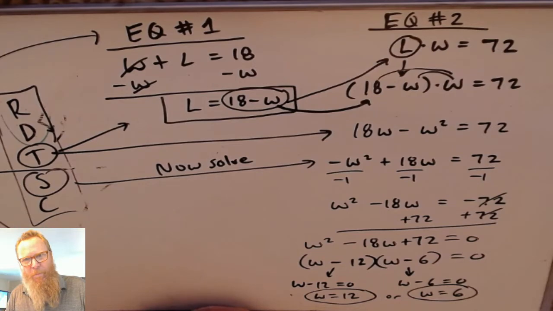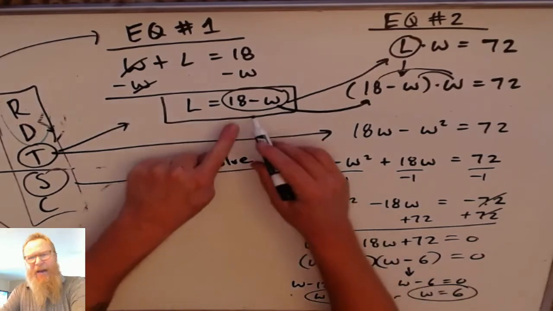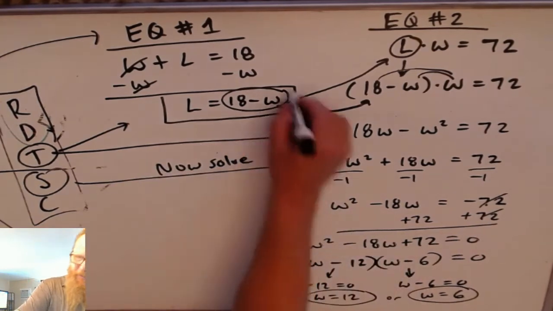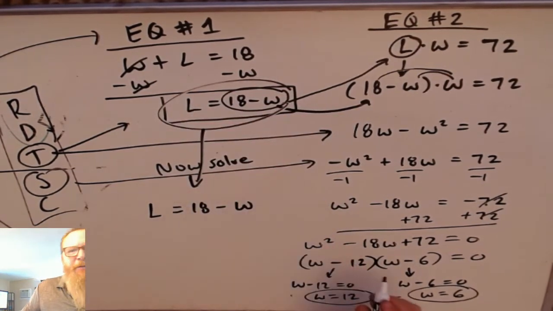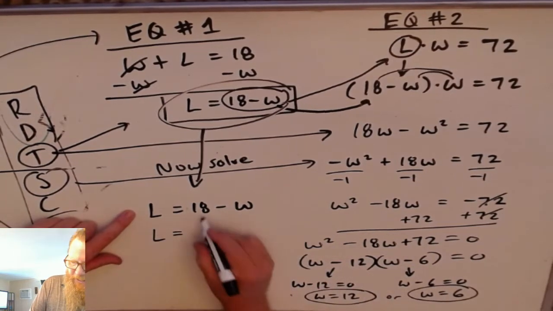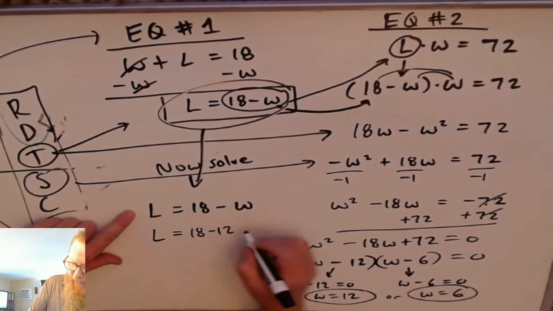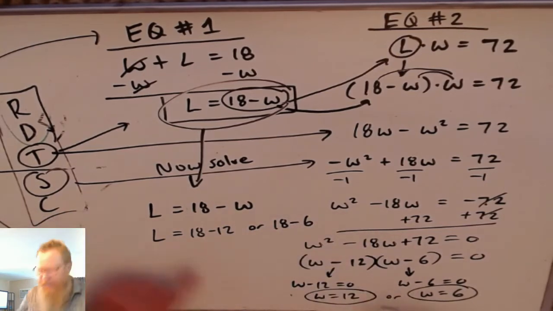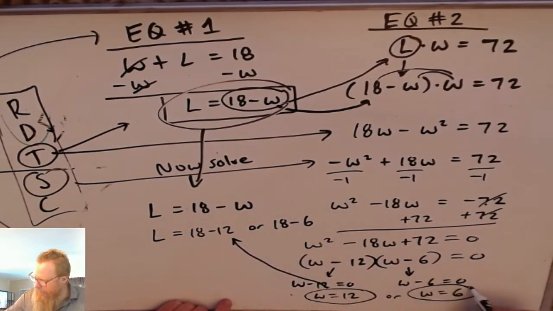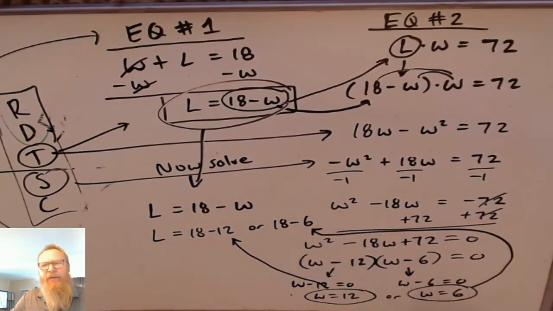Okay. You do need to find the length now. So the length is 18 minus W. That means the length is 18 minus 12 or 18 minus 6, because there are two possibilities for W.